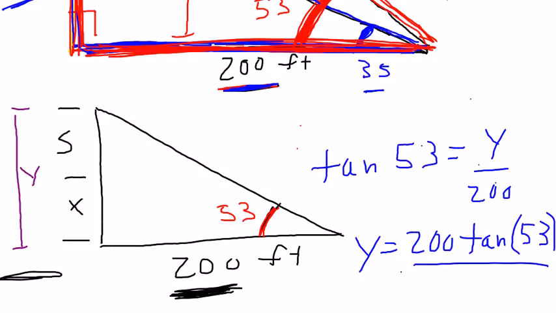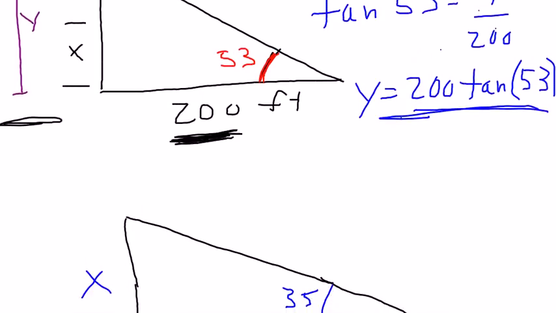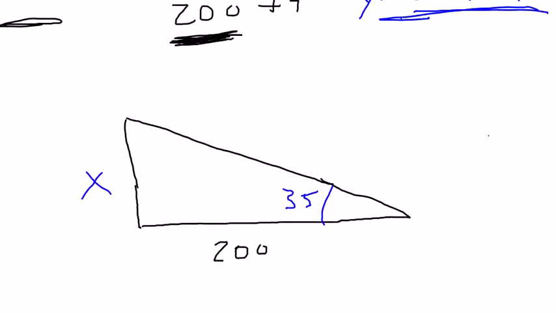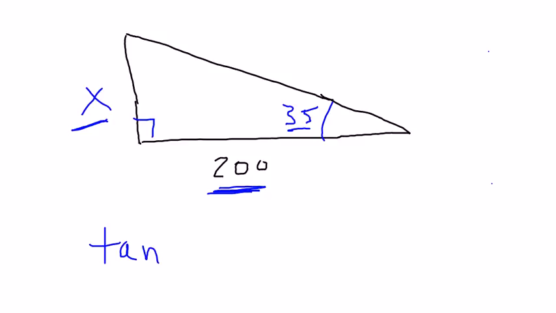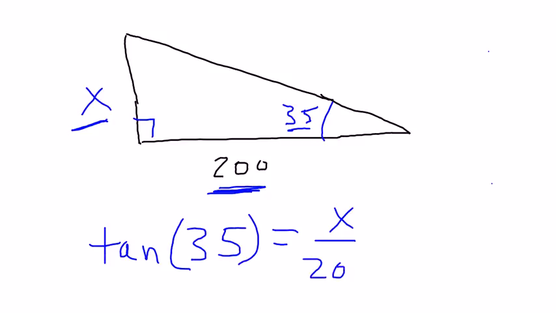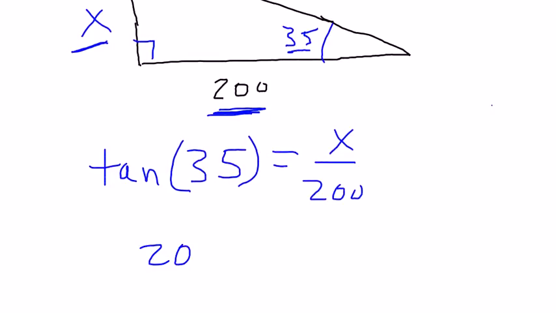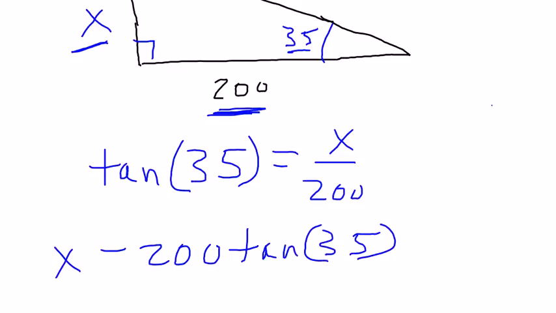Okay, you don't have to do that calculation yet. But we know we can. We can just put that right in our calculator. But let's see if we can figure out what X is. So I have another triangle here. We have an adjacent side of 200, an angle of 35, and an opposite side of X. So again, using tangent, I can find out what X is. X over 200. So then 200 times tangent of 35 is what X equals.